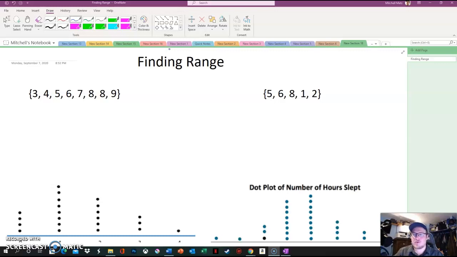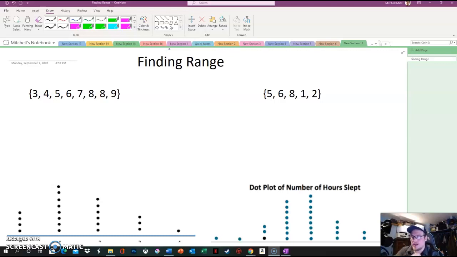In this tutorial, I will be showing you how to find the range of either a data set or a dot plot. So, what is range? Range is just telling us how wide or how spread our data is. Essentially, range is taking the greatest value and subtracting the least value from it. That tells you how wide my data is spread, or how close together it is. So let's find a range for these two data sets and then two dot plots.